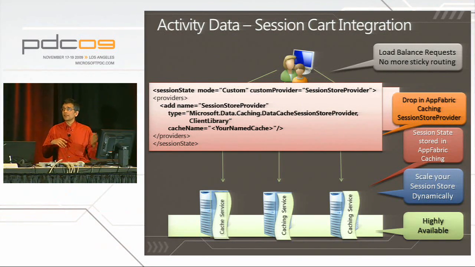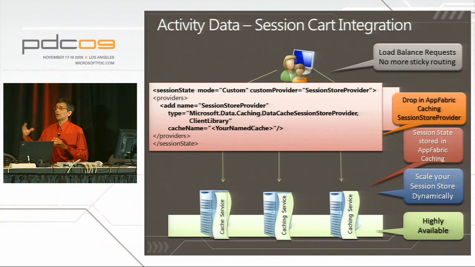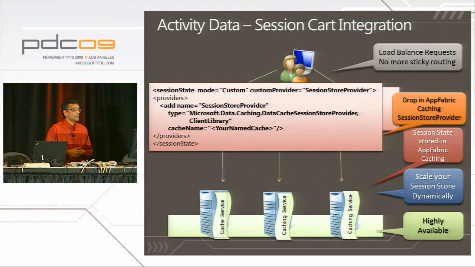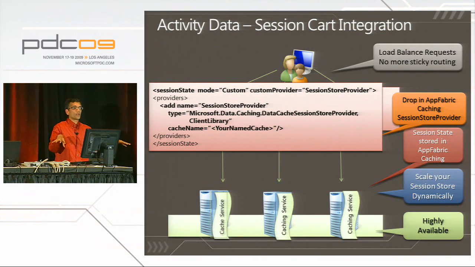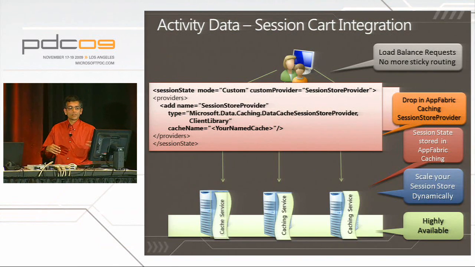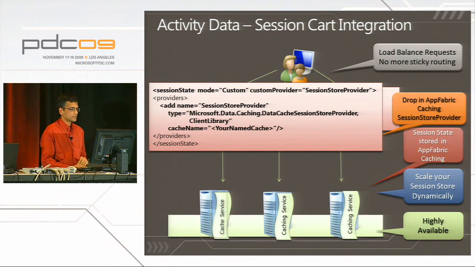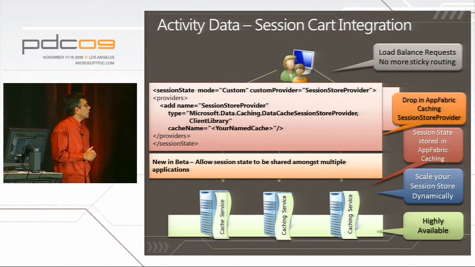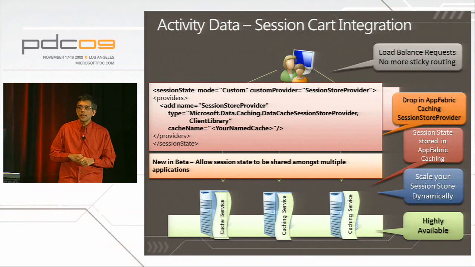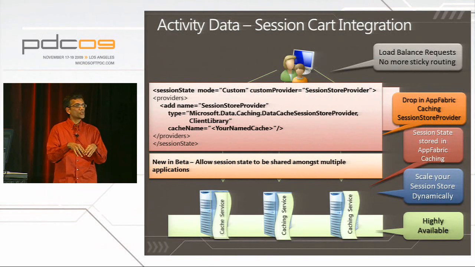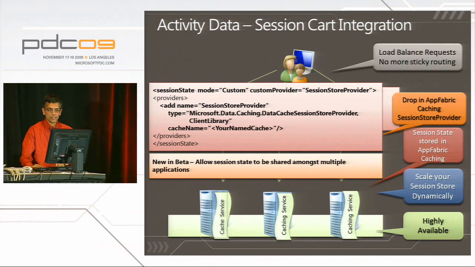So if you used either local session state provider or out-of-proc session provider, you know the problem, right? If that machine dies, you're losing all your session data. But here, because that session is actually distributed across machines and copied over, you are protected from machine failures. And of course, you don't need sticky routing anymore, because all the data is actually sitting in the cache servers. And another thing in beta, we've heard your feedback. We've also added session state to be actually shared amongst applications. So if you have several applications that are using the same session data from the user, you can share it as well. That's fairly easy to set up.